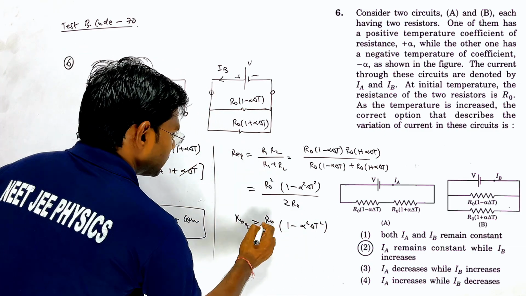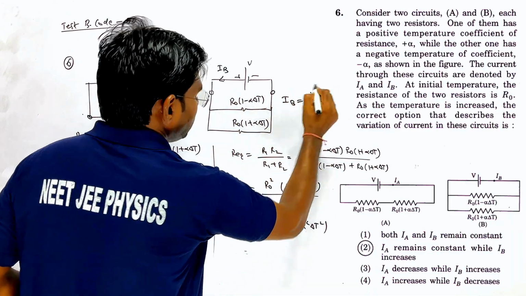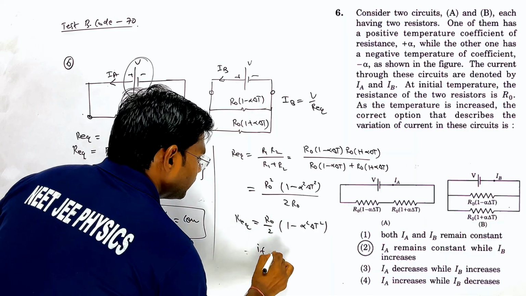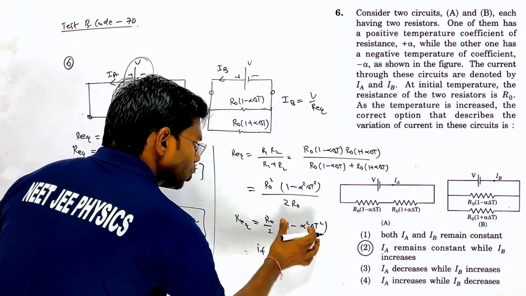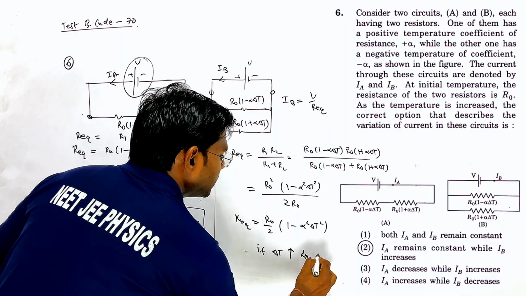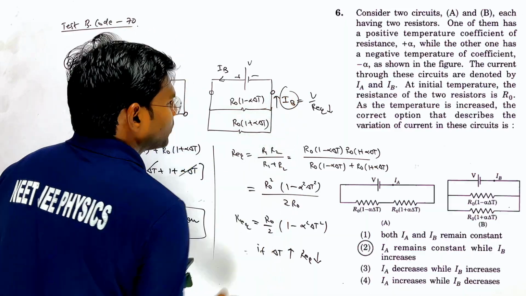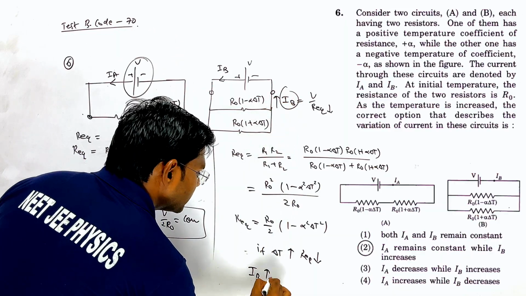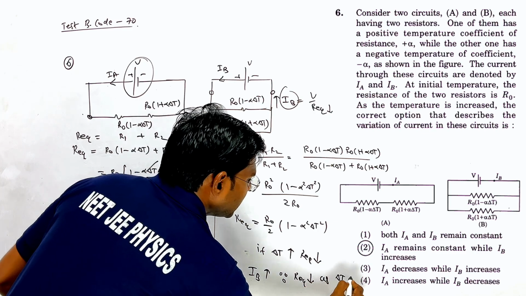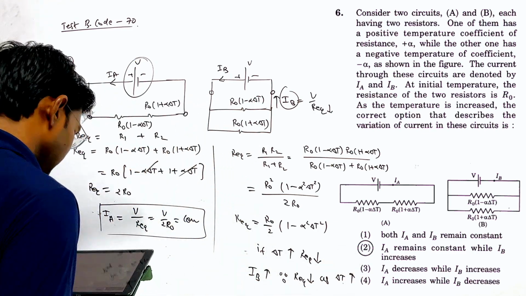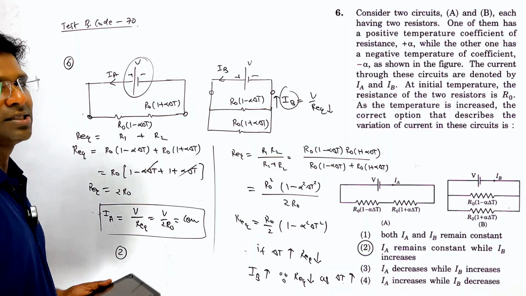Listen one thing, this IB is nothing but V upon R equivalent, right? So you tell me, if delta T temperature increases, this quantity increases, so the total resistance R equivalent decreases. If R equivalent decreases, the total current increases. So IB increases since R equivalent decreases as delta T increases, and IA remains constant. So the second option is the correct option, right?